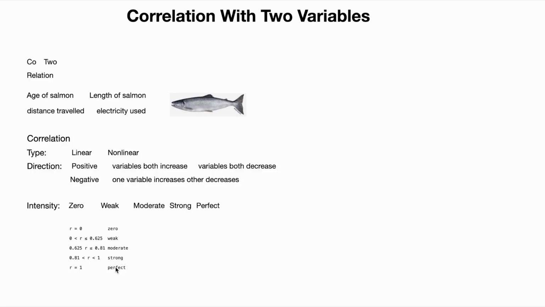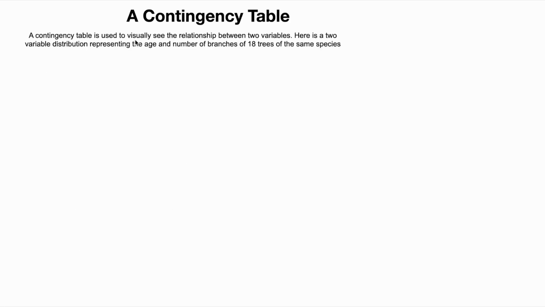For it to be perfect, it means it's on a line. It's all following a line. They're all collinear. A contingency table. A contingency table is used to visually see the relationship between two variables. Here is a two-variable distribution representing the age and number of branches of 18 trees of the same species.